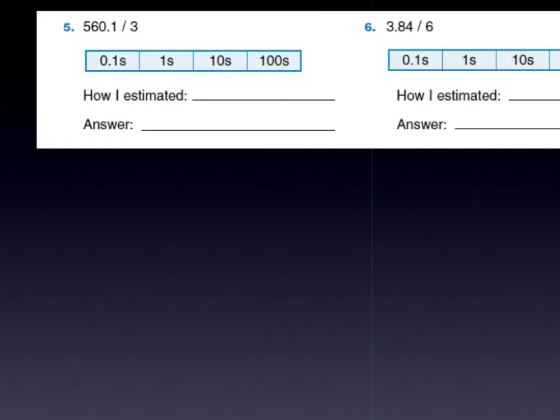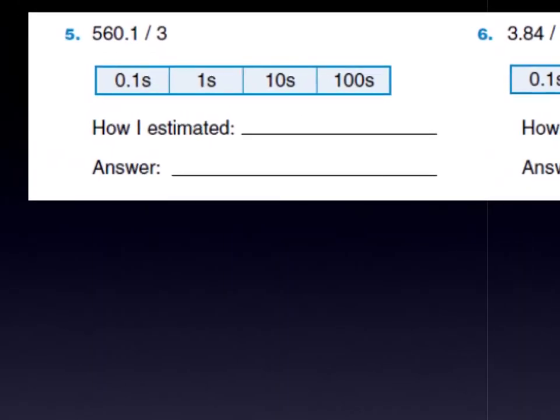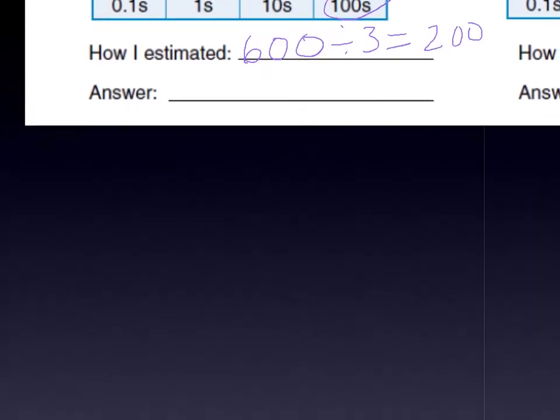Okay, last but not least, we have 560 and 1/10 divided by 3. So let's make our estimate first. Let's make it a nice, friendly number once again. Let me zoom in a little bit. Okay, we end up getting 600 divided by 3 equals 200. So our answer will definitely be in the hundreds place. Okay, let's do the work.